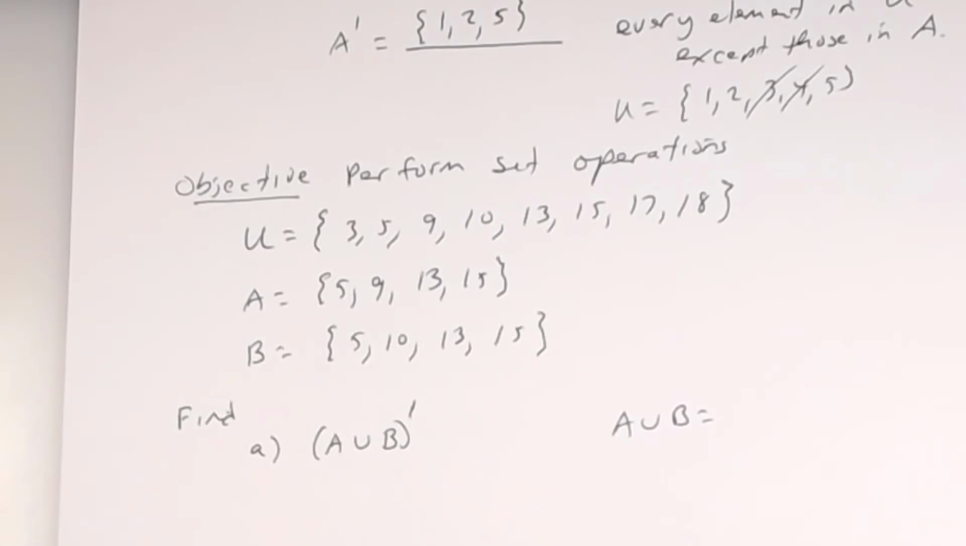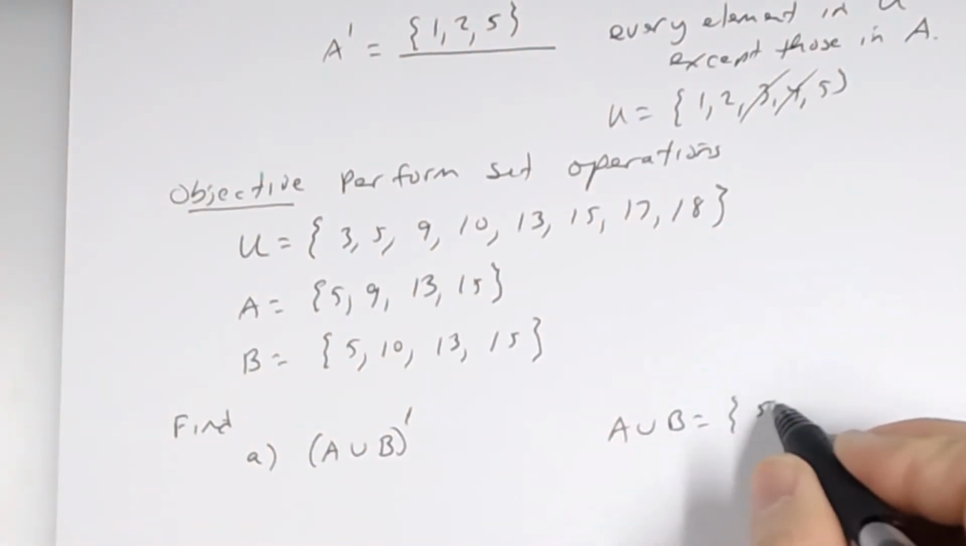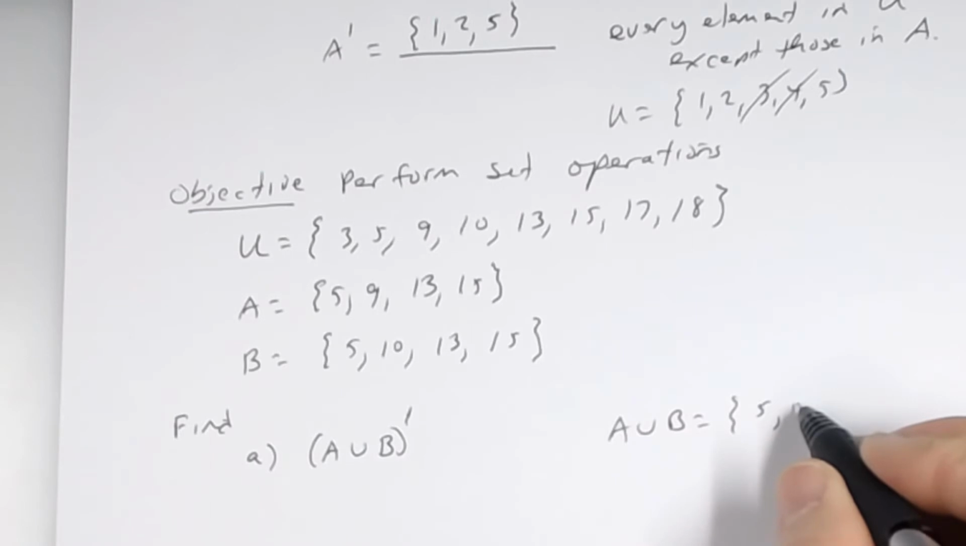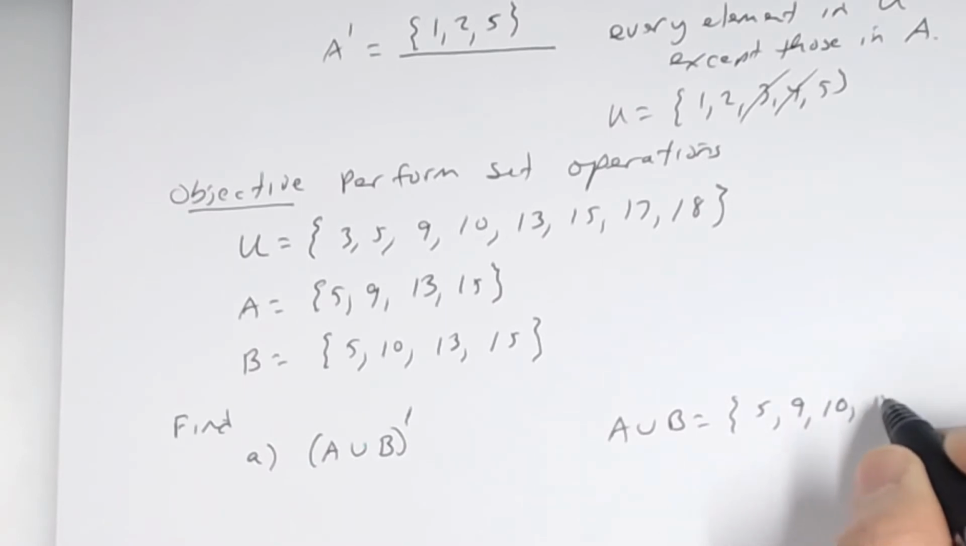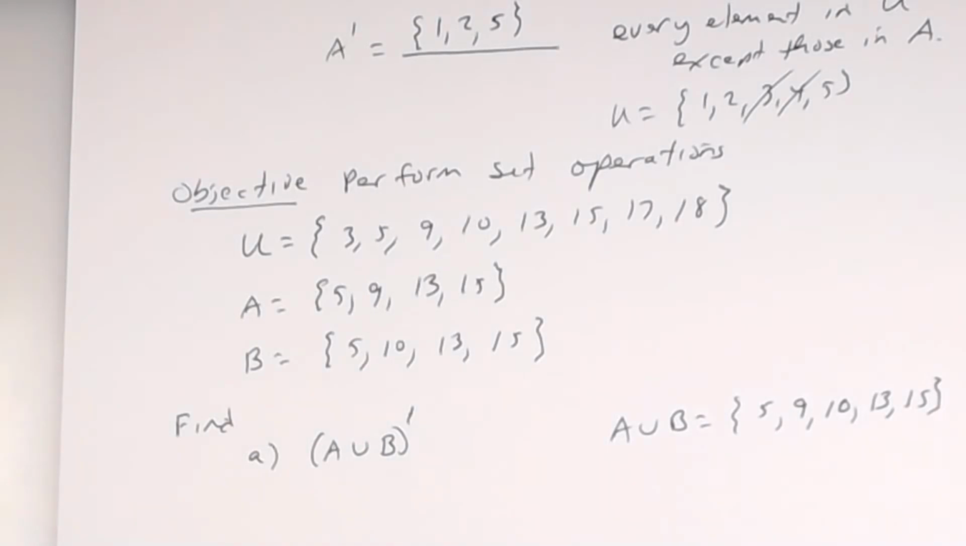So A union B means all the elements combined from A and B. You know what A is, you know what B is, and let's put them in numerical order. So what would be the set A union B? 5, good. Let's put it in numerical order. 5, and then the next one? 9, next one? 10, next one? 13, and next one? 15. So that's A union B.